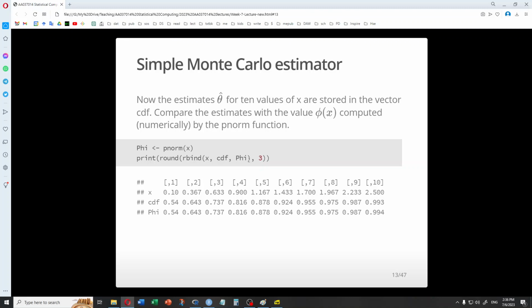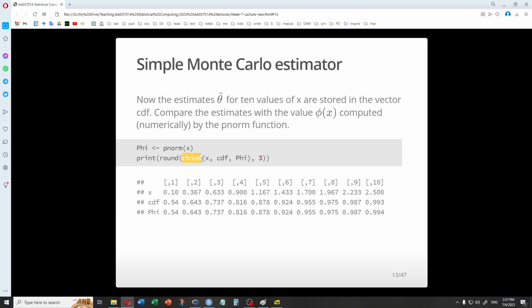And then what we want to do is compare this with the exact value, which is computed from the pnorm function, where pnorm is the cumulative probability for the normal distribution. It's stored as phi over here, so phi is equal to pnorm of x. Each of these corresponds to a value of x, and we want to print them all together.